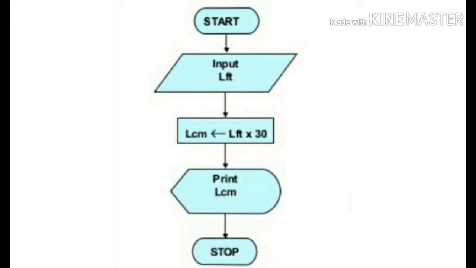So let's take a look at the flowchart of this problem. As we've already seen, it's just something so simple. Our main process in this case is just multiplying the length in feet by 30, because 30 centimeters is equal to 1 foot.